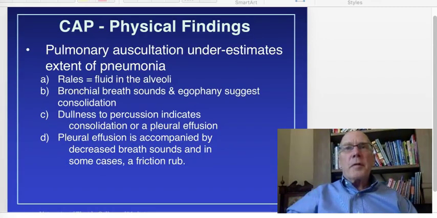Other findings on physical exam are not reliable, and pulmonary auscultation often underestimates the extent of lung involvement. The examiner should listen for rales indicative of fluid in the alveoli, bronchial breath sounds, and egophony, E to A changes that suggest consolidation. Percussing the lung fields for dullness is indicative of consolidation or a pleural effusion. Pleural effusions are also accompanied by decreased breath sounds and in some cases a pleural friction rub.